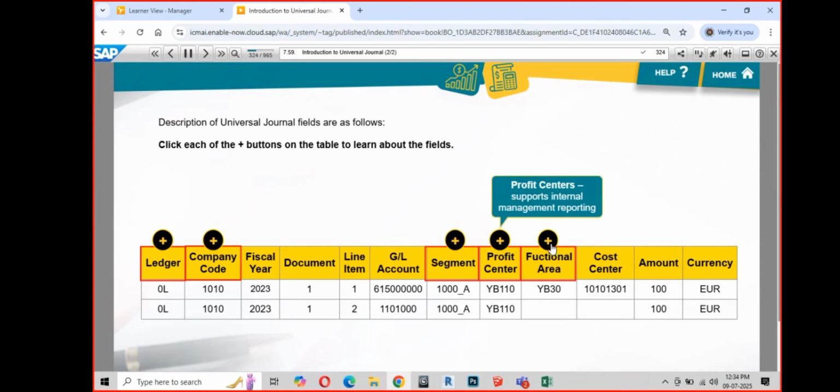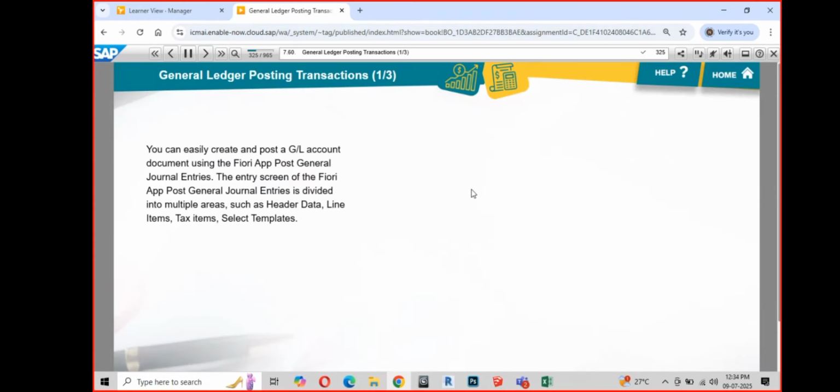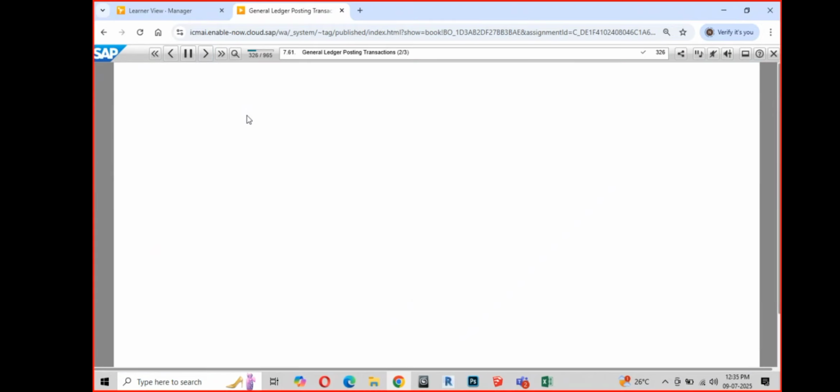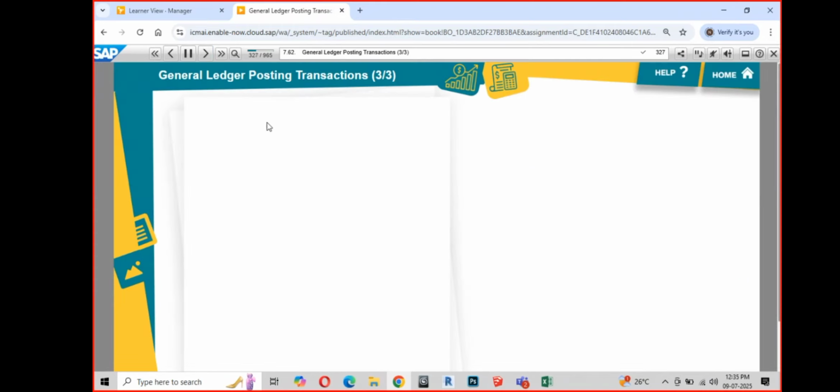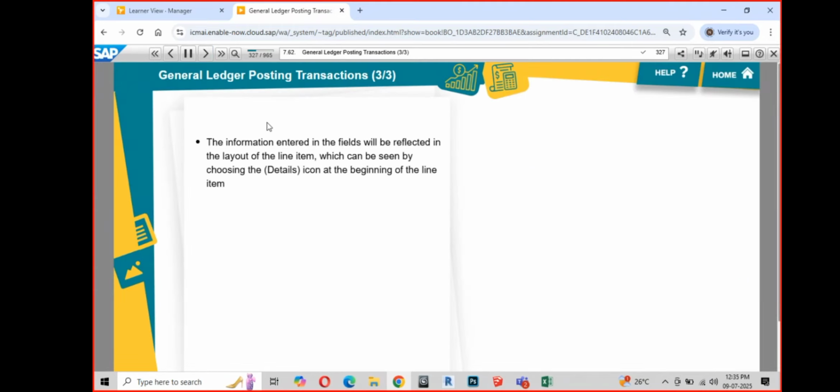Just hold on with all this information. Okay. You can easily create and post. Just hold on. Don't bother about this. This comes at a later point in time. Let us skip all this. This is nothing but you entering the transactions in your SAP system. Your general ledger posting transactions means only that. Okay.